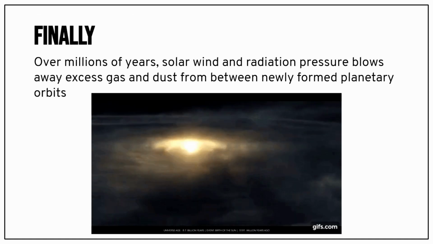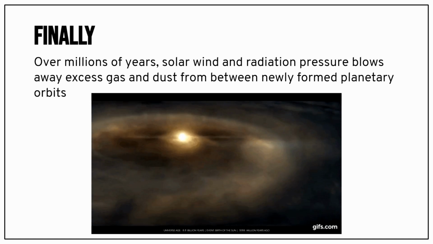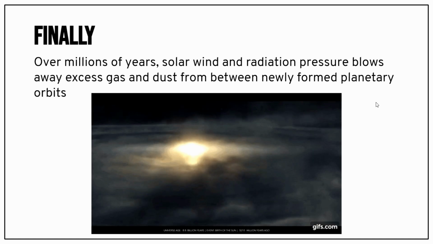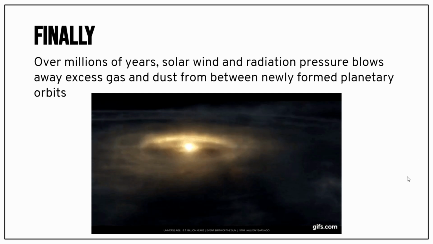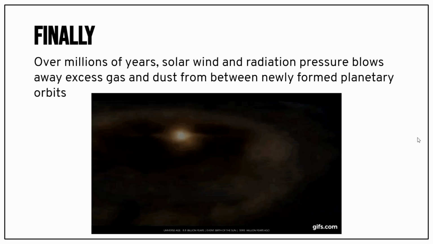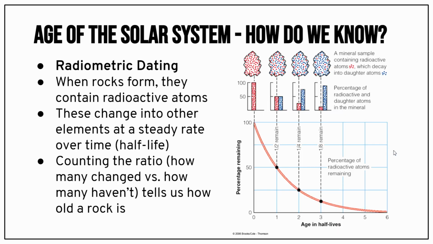Okay, so solar winds come, they push everything out away from those new planets that have formed, everything spreads out, and then we start having the solar system build here. So this is what the solar system then would look like. So how do we know how old it is?